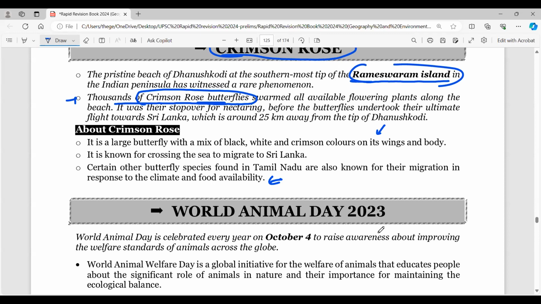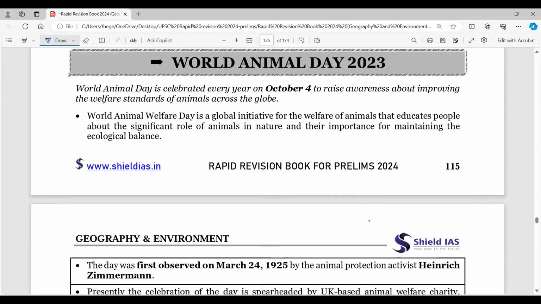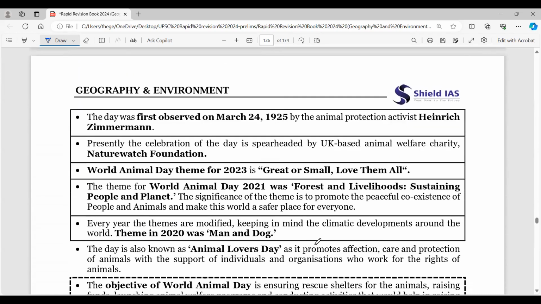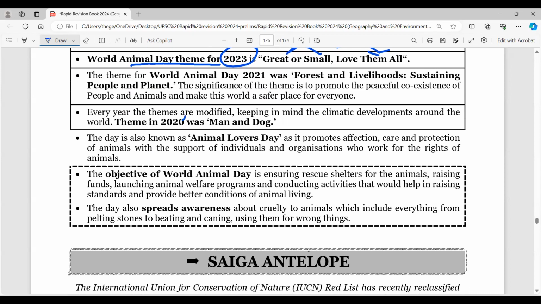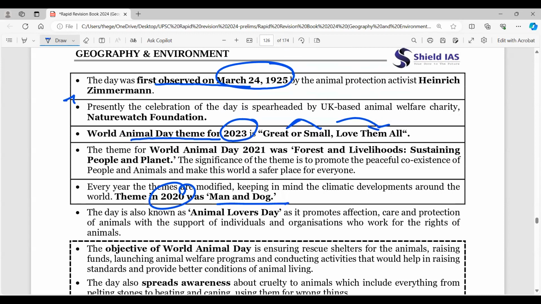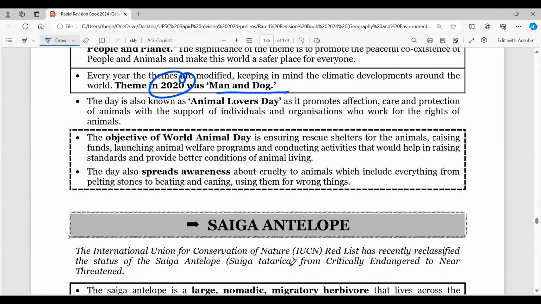That is important. Now, if you observe World Animal Day 2023, October 4, you can look into it, and there are many other things mentioned here, like the day was first observed in 1925 by Henrik Zimmerman. Nature Watch Foundation looks into it. World Animal Day theme for 2023 was great or small, love them all. Okay, so this is something you can remember. And the theme in 2020 was man and dog. Animal Lovers Day, this is there. So March 24 is something which you can remember.